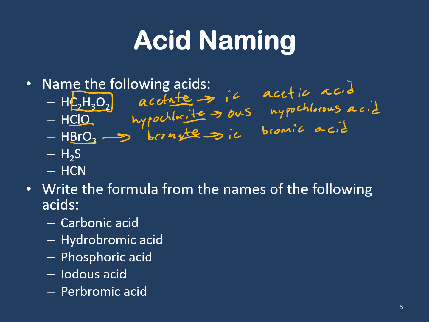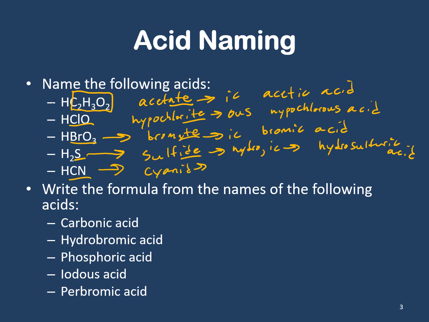acid. We have H2S. This is sulfide. Because it ends in IDE, we have to add hydro and IC, giving us hydrosulfuric acid. CN also ends in IDE. This is cyanide. So same thing. We have to add hydro and IC to the ending. So this is hydrocyanic acid.